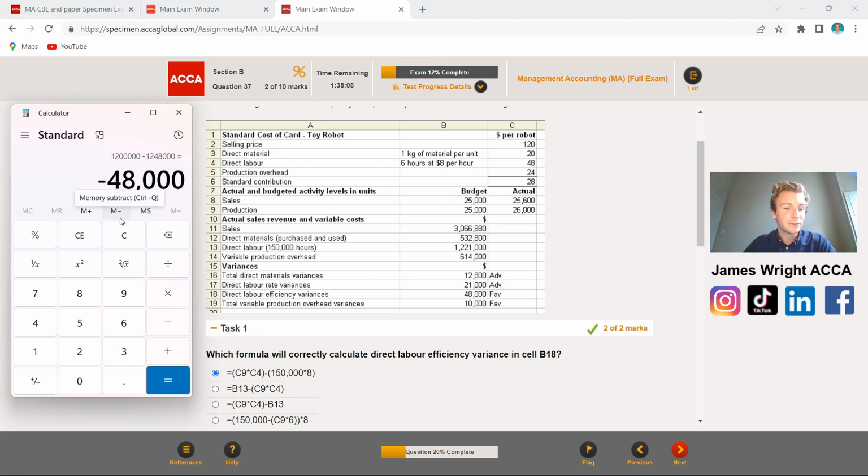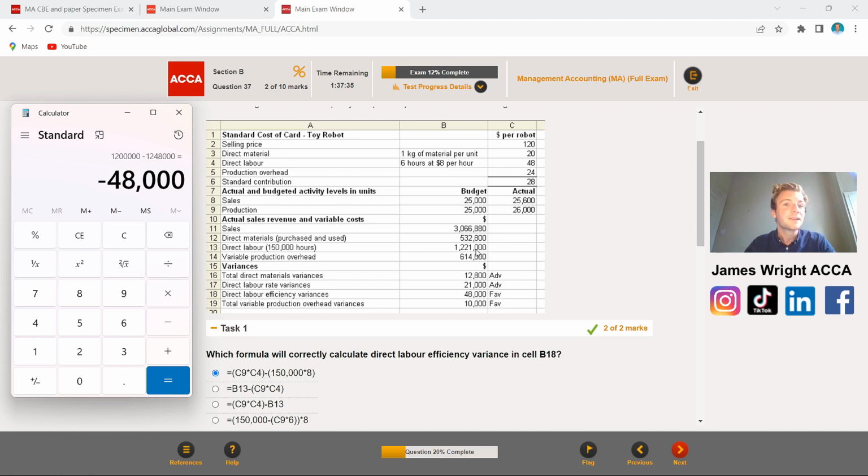So it can't be the bottom one, and it can't relate to B13 on here, because that is what the actual physical amount was for the year, how the business actually operated. Whereas what we're looking for from a direct labour efficiency variance is how the standard cost was lined up versus the actual number of hours that were put into it, that 150,000 on there.